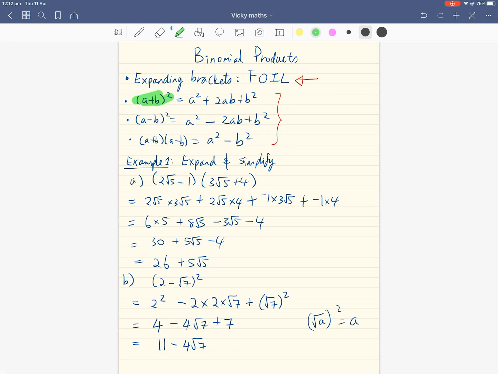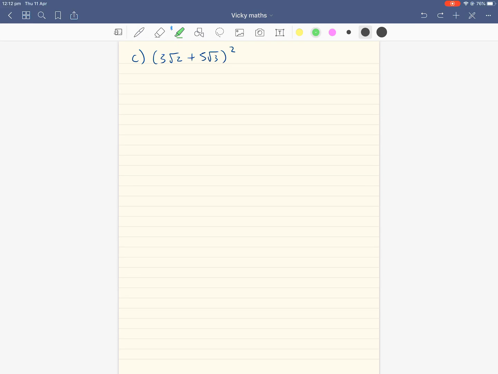So it's an a plus b all squared. You can use the pattern of a squared plus 2ab plus b squared, or if in doubt, just use the FOIL method and it will work for you. You know what, let's try to use the FOIL method. Let's say in the exam you forgot the pattern of a plus b all squared. What do you do? Well, we can just use the FOIL method. So something all squared means 3 root 2 plus 5 root 3 multiplied by itself.